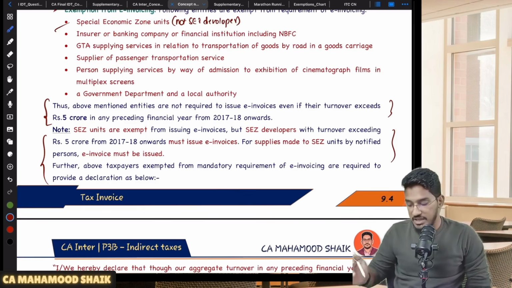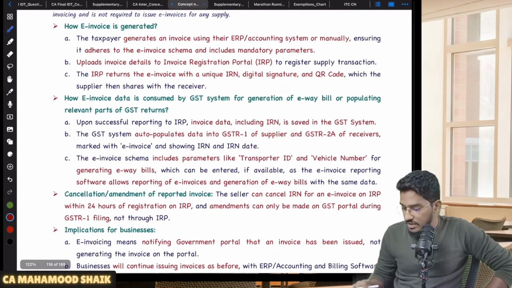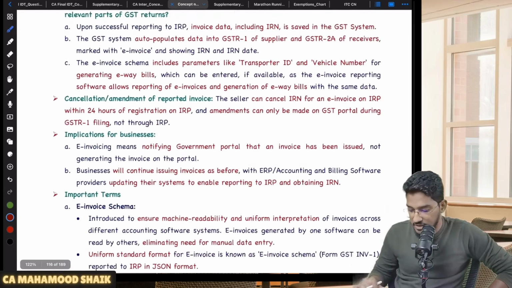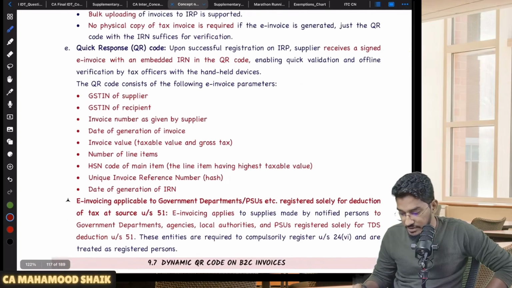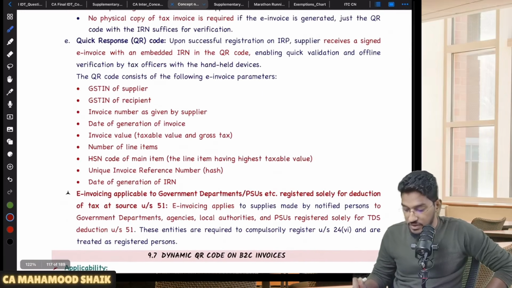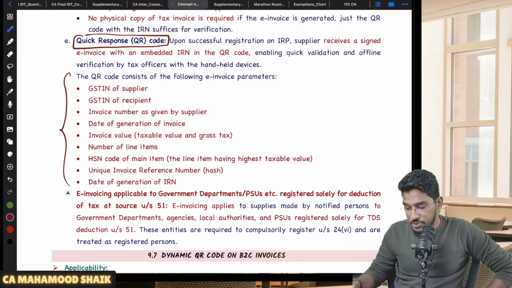That declaration, they have to generate it on the e-invoice. Now all this, how the e-invoice is generated, all that is not required. This is the important content from the QR code on the e-invoice. On the e-invoice, I told you there will be a QR code, right? On the QR code, what information will be captured?